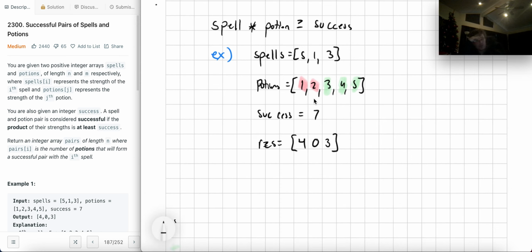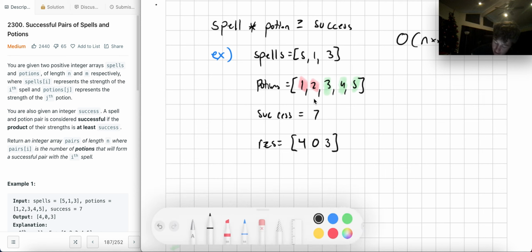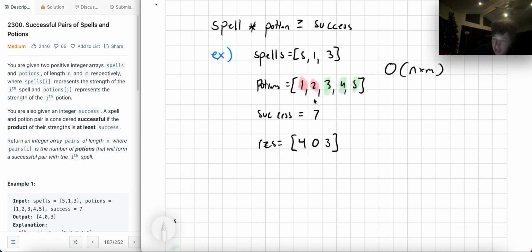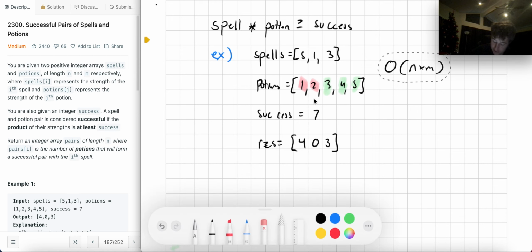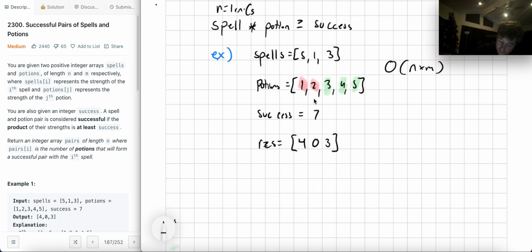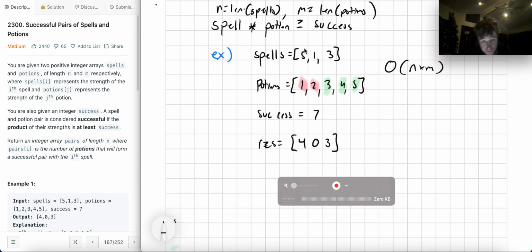Okay, so there is a pretty simple solution here, which would be big O of n times m, where n equals the length of spells and m equals the length of potions. Because all we have to do is look at each spell, then look at each potion and see if it works, and then add that in.